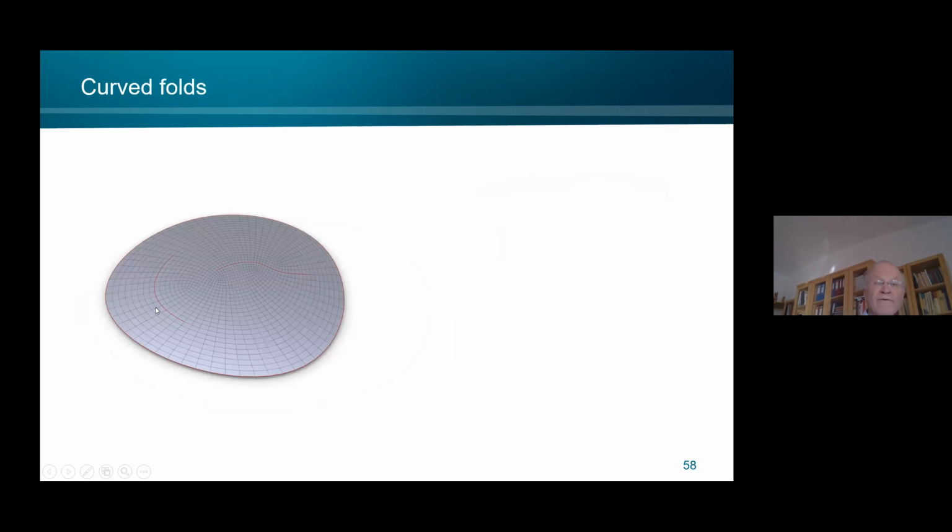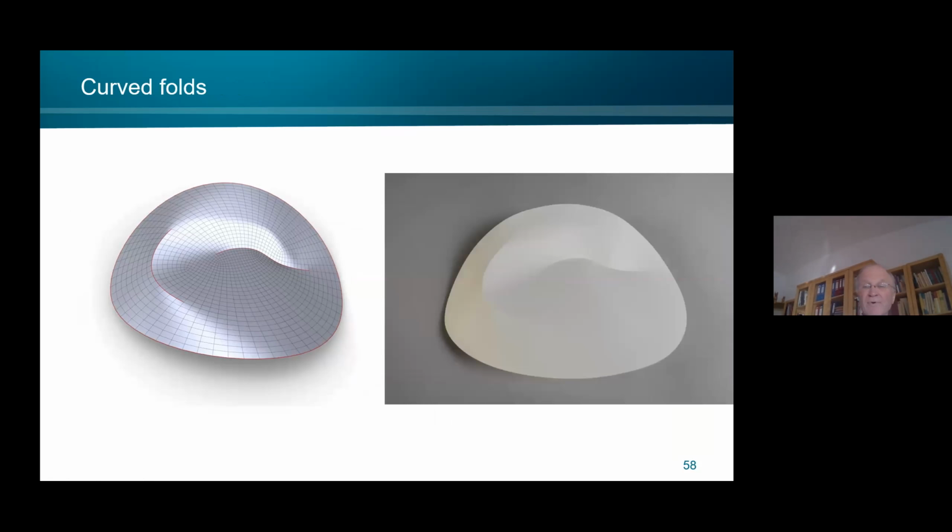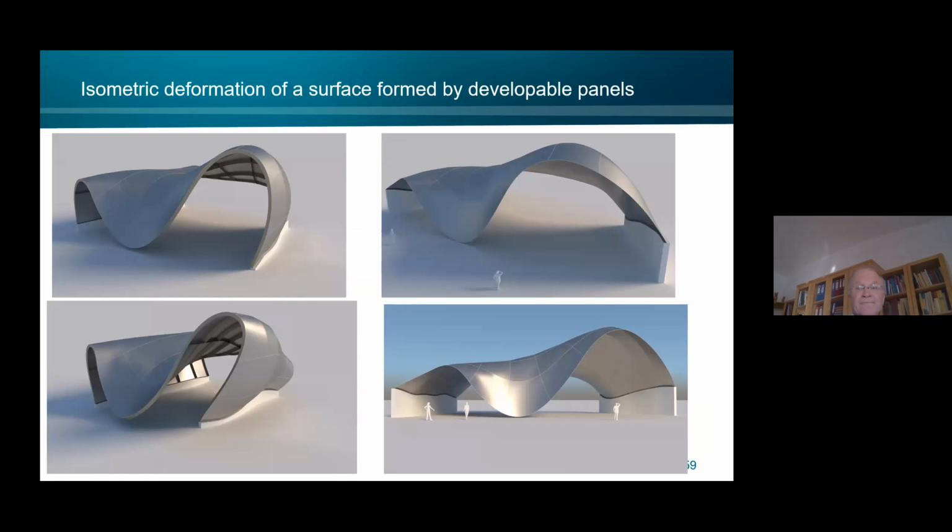Or we could do curved folds. Again, here the curved fold is included in the mesh, the fold curve, I should say. The interesting case here is that these creases which arise when we fold up here fade away into a smooth surface, which is something that hasn't been considered so much previously. And again, we can verify it with a physical model. Here is an isometric deformation of a surface formed by developable panels. So if we have a valid panelization here by isometric deformation, we get again valid panelizations, valid, I mean, with developable panels.